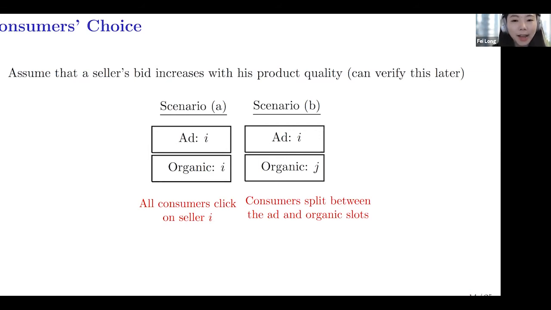So the question is, what kind of consumers click on the organic slot in scenario B? Option 1, consumers who care about product quality more. Option 2, consumers who care about personal fit more.